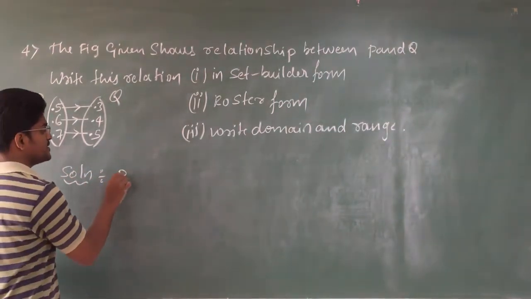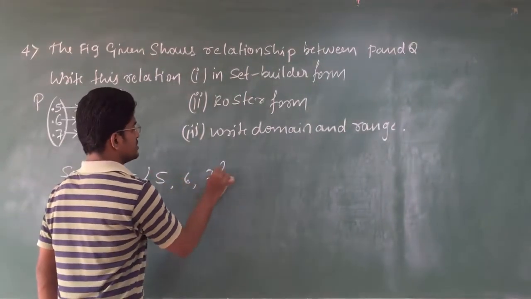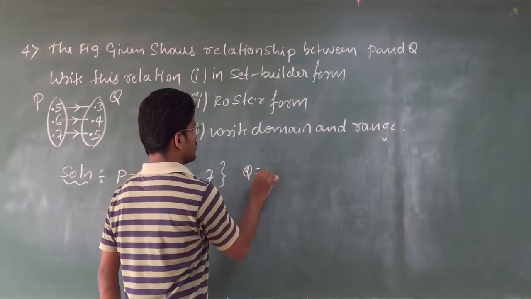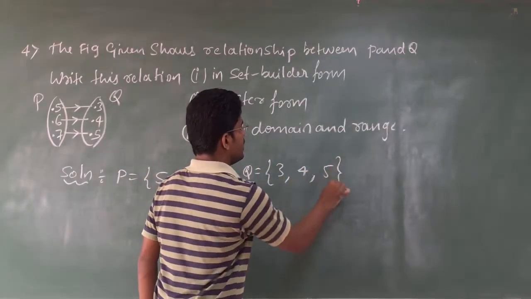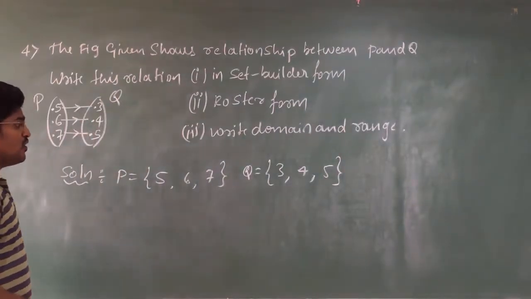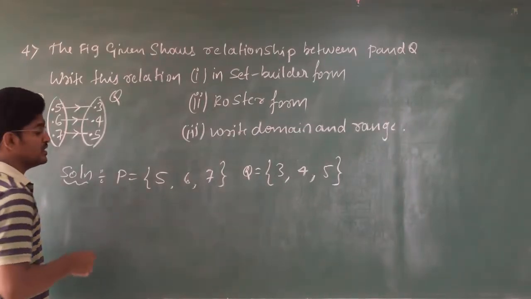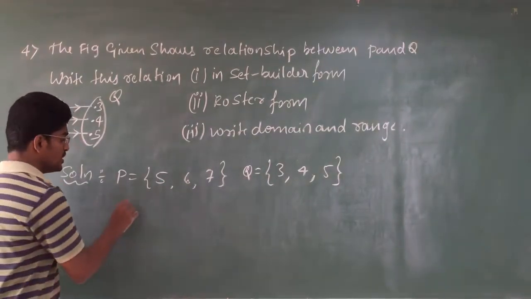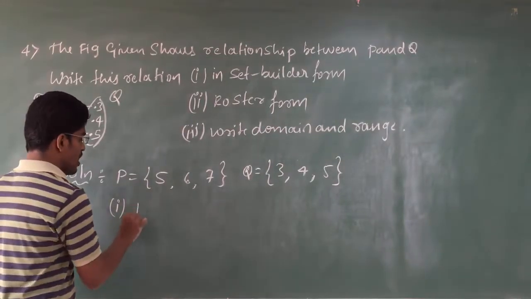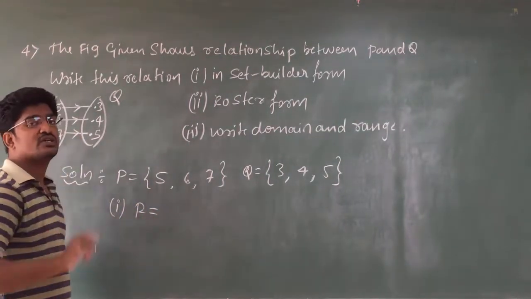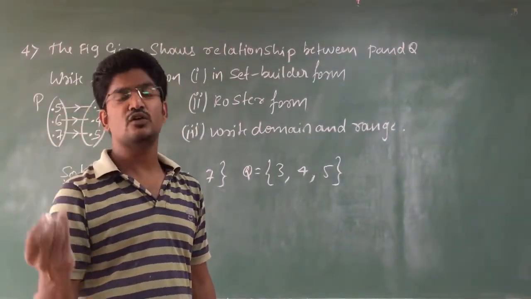For this, first let us write the two sets. What are the two sets? P equal to {5, 6, 7} and Q is equal to the set {3, 4, 5}. Clear? Now I will define the relation, because without sets we can't define a relation. That's why first I have written the sets. Now I will write the first part in set builder form. R is equal to, see in the previous questions they have given the question in set builder form and they have asked it in roster form.